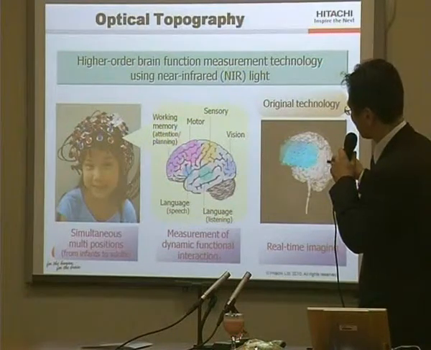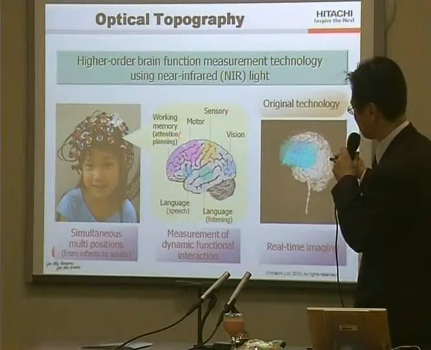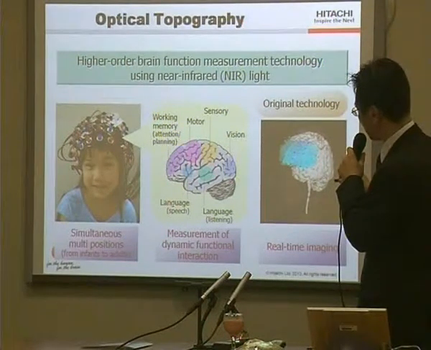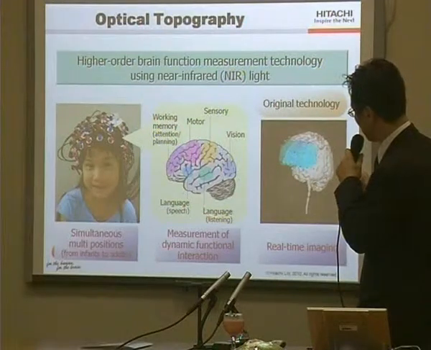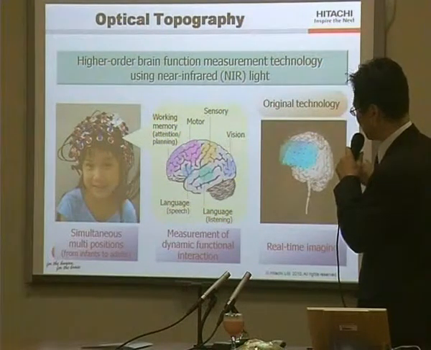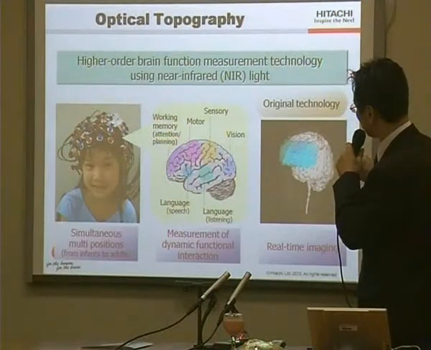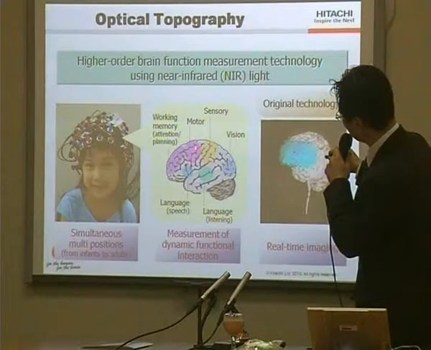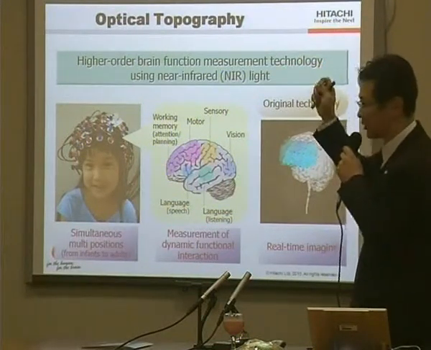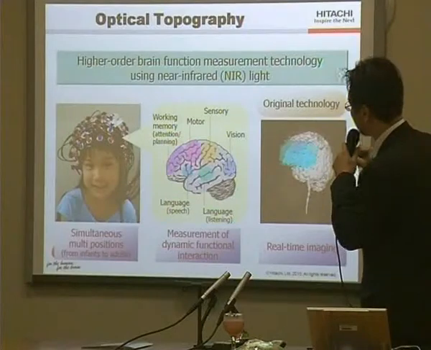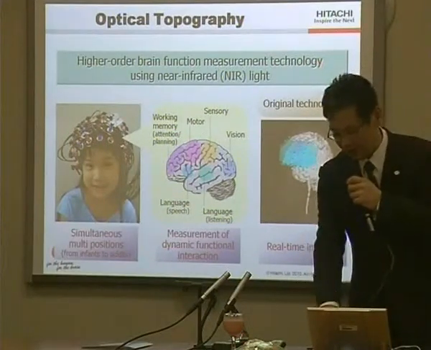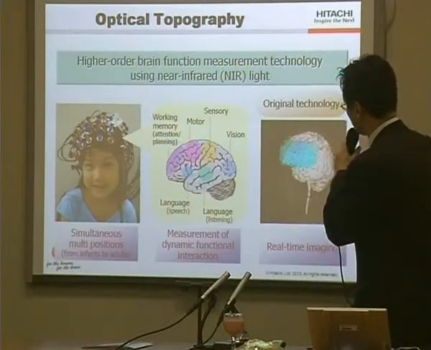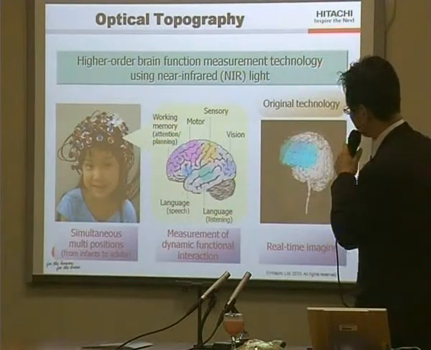For example, the frontal lobe has a function of working memory, attention and planning. The temporal lobe has language of speech and language of listening. The occipital lobe has the function of vision. And this area plays a role in controlling motor function, like moving fingers, and sensory. And because we are using light, we can observe the functional activity in real time.